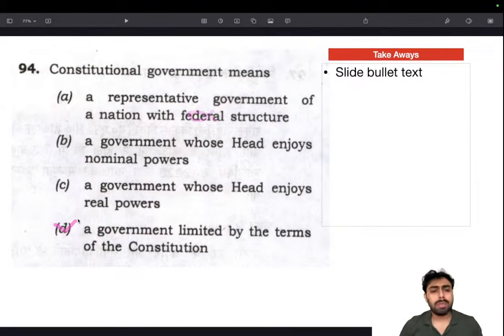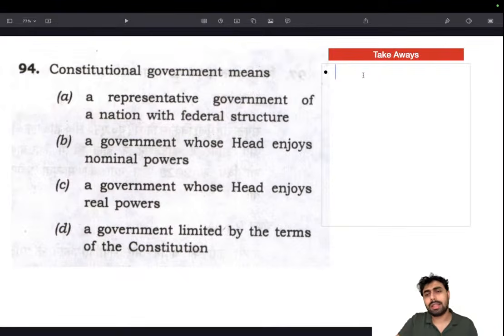But constitutional government means one that is limited by the terms of constitution. It's very plain and simple. Just understand that. And similar questions have been asked after this 2021 question in different forms. But just having this idea will really help you. And getting one question like this and instantly marking it, you can save a lot of time and can increase your chances of clearing it.